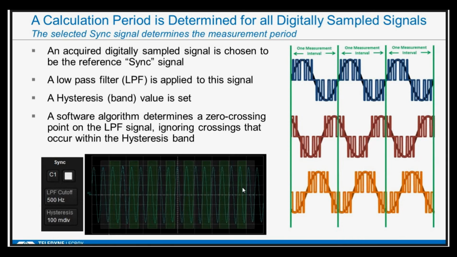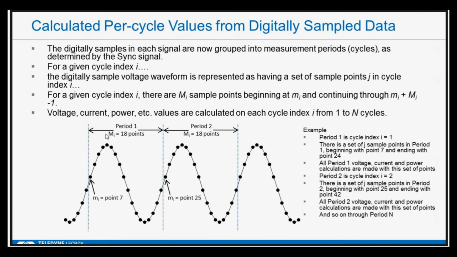So that helps us understand our zero crossing and our period detection for our power calculations. And once we know where all the periods are on all the digitally sampled waveforms, then we can group the points into period 1, period 2, etc. And we can apply some calculations.